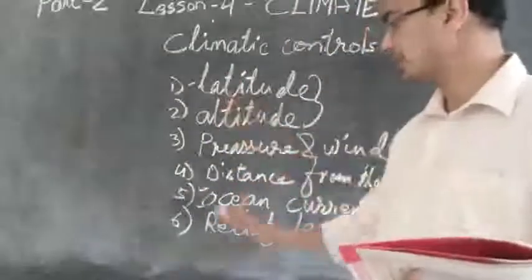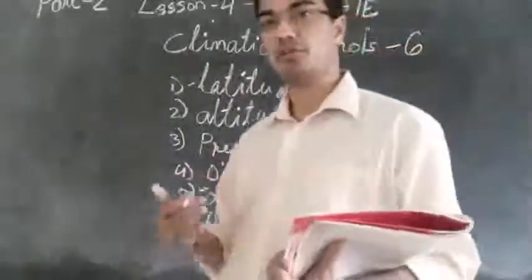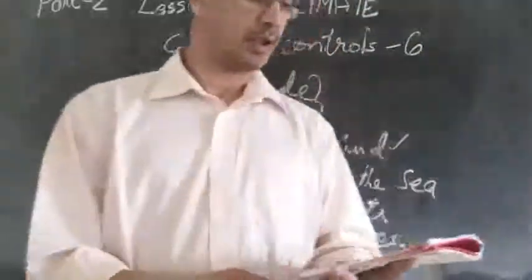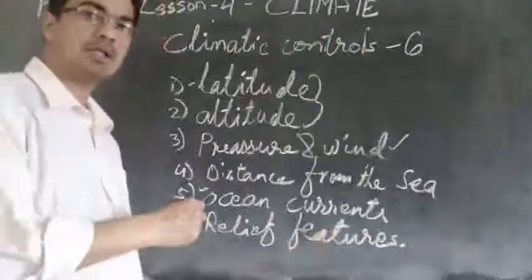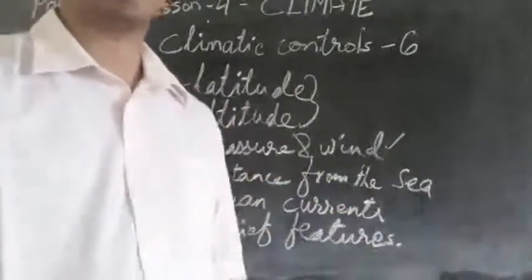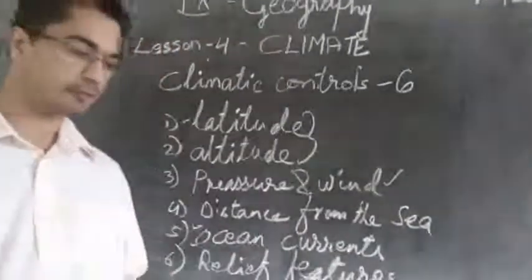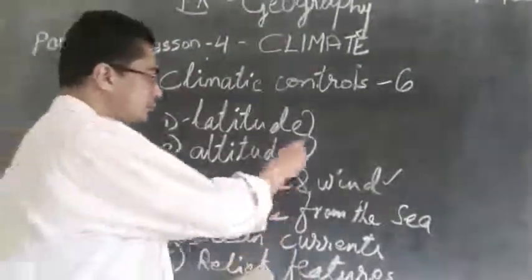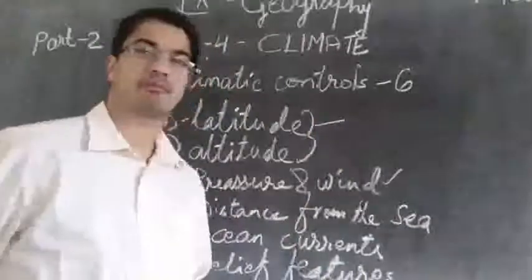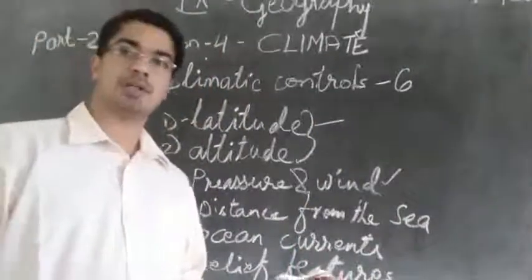So these are the 6 features that are influencing the climate of a place. Now we shall see a little more detail about a few of them, the most important ones. So first let us see again the latitude, how the latitude is helping the change of the climate.